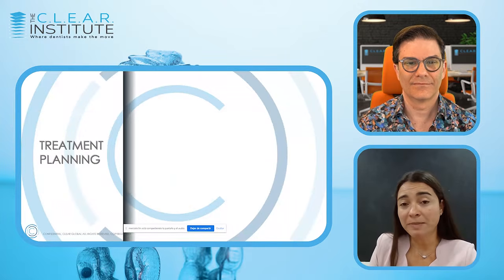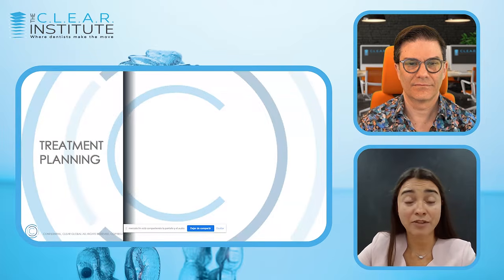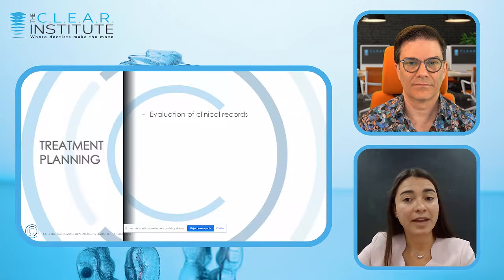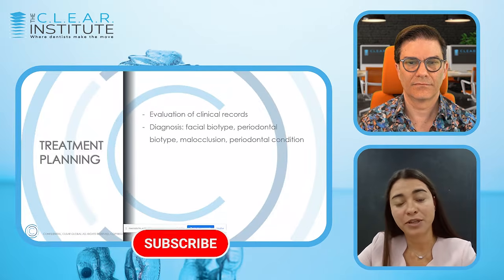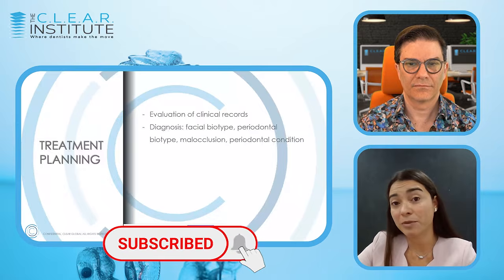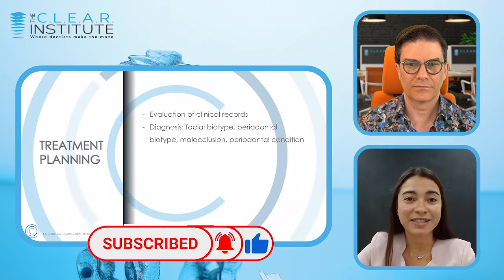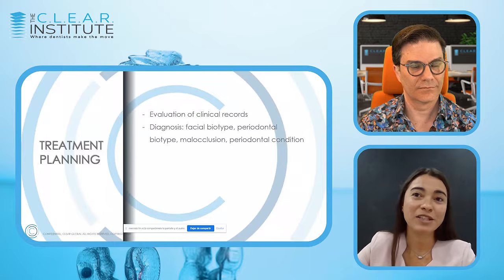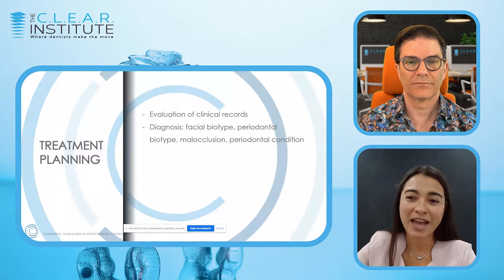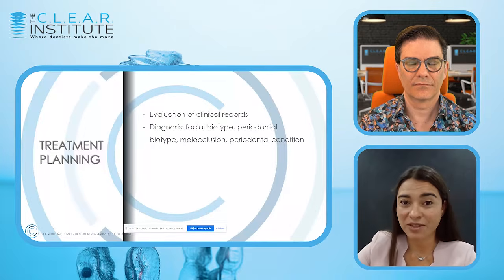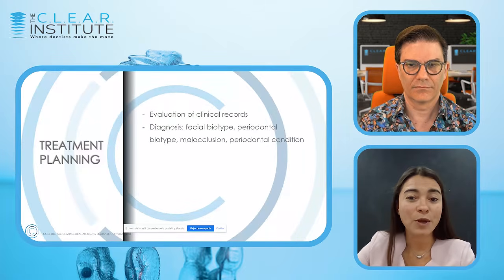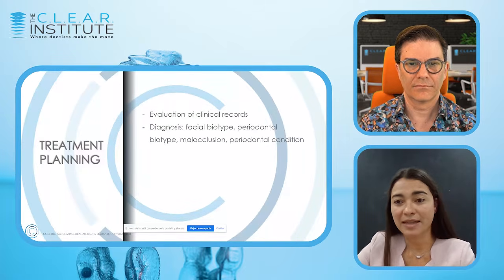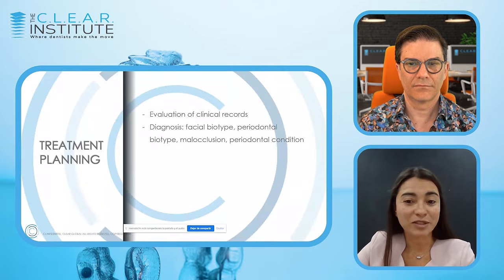So what treatment planning is, after having this first setup, is making sure that you do a thorough evaluation of the clinical records. There are so many things that you will find in the records. First, you need to see the biotype of your patient. Does your patient have a long face or a square face? Is the chin postured backwards or forwards? How is the periodontal biotype? Is it thin? Is it thick? Can you make lots of movements towards the buccal or not? What is the type of malocclusion that the patient has? And is there any specific periodontal condition?